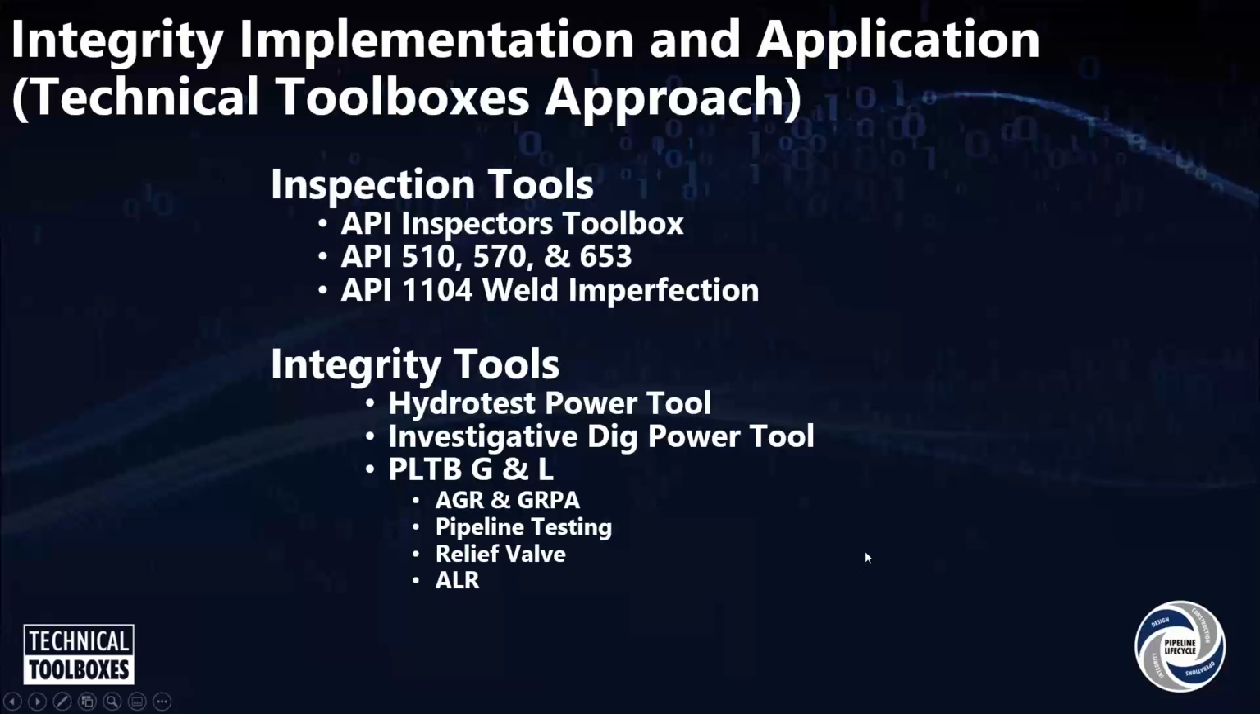We also have an investigative dig power tool for ILI, where you could do comparisons of one run versus the other and things of this nature. We also have the pipeline toolbox, gas and liquid, for accidental gas releases, both minor ones, just a small opening, versus a guillotine failure where the pipe separates and you have gas coming out both sides. We have calculations for that.